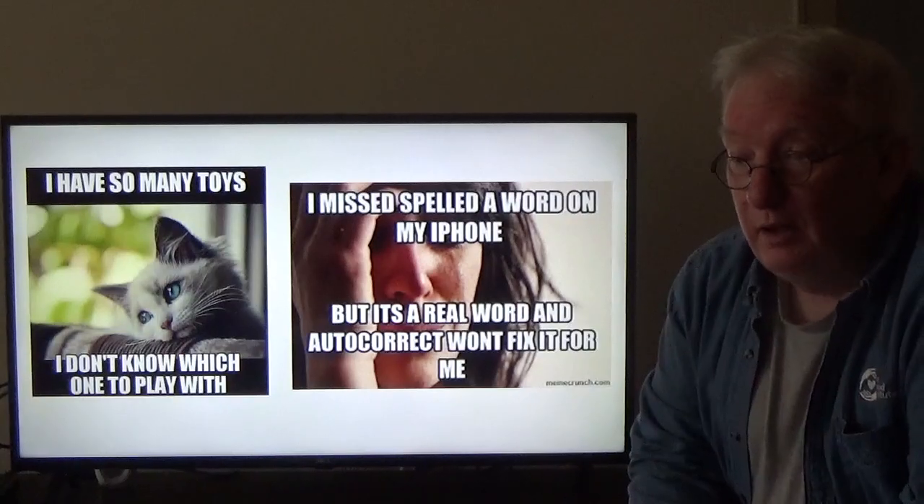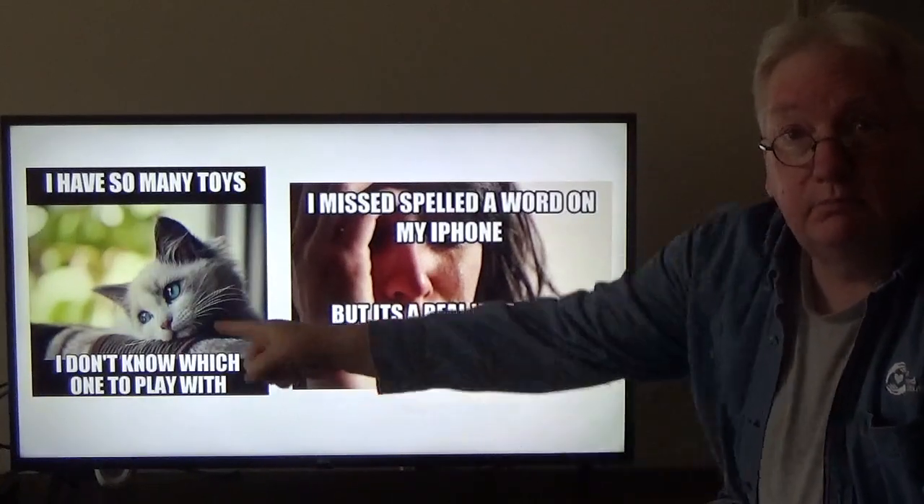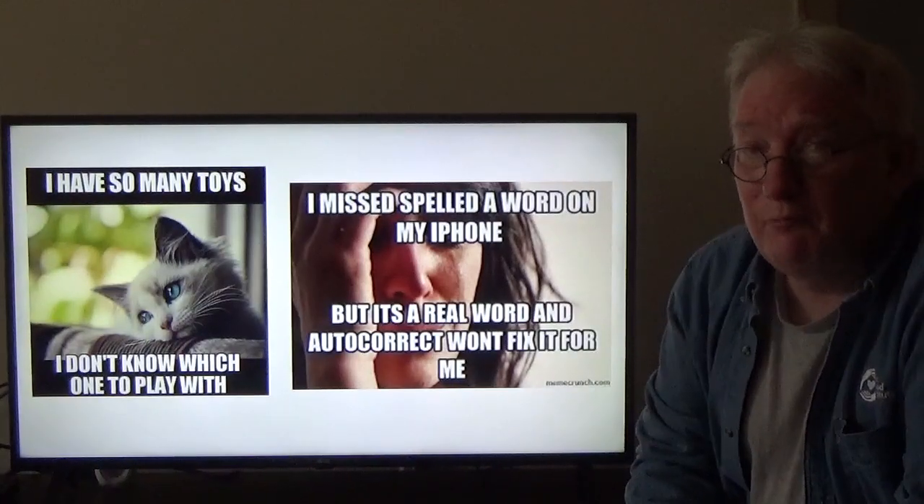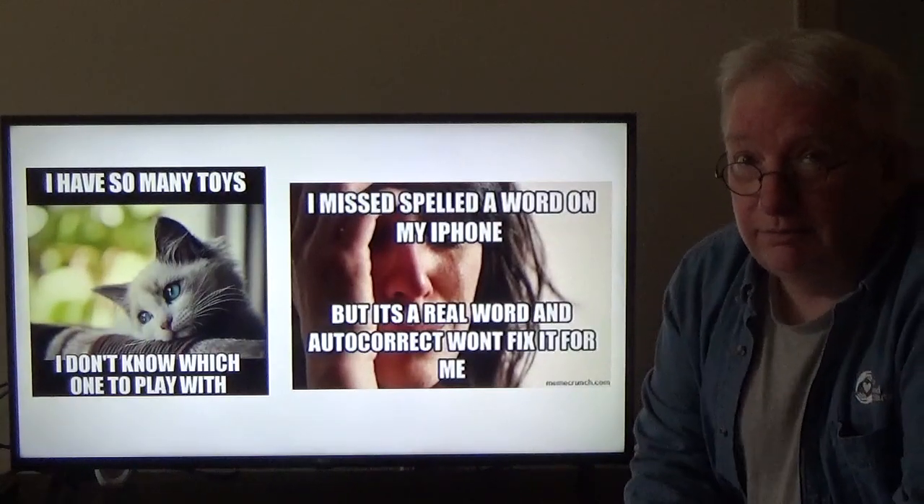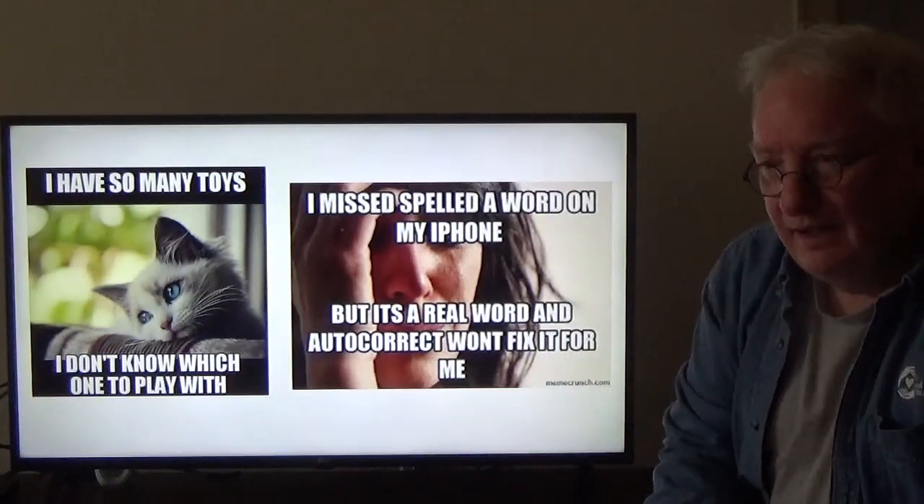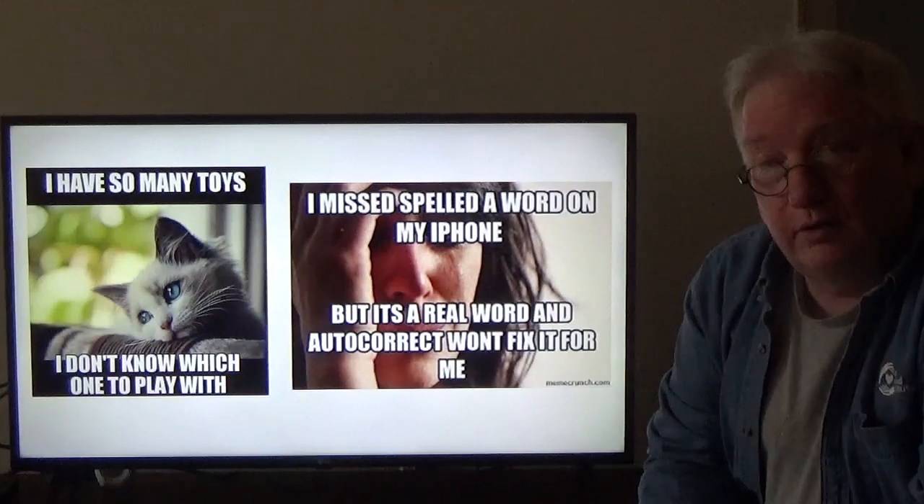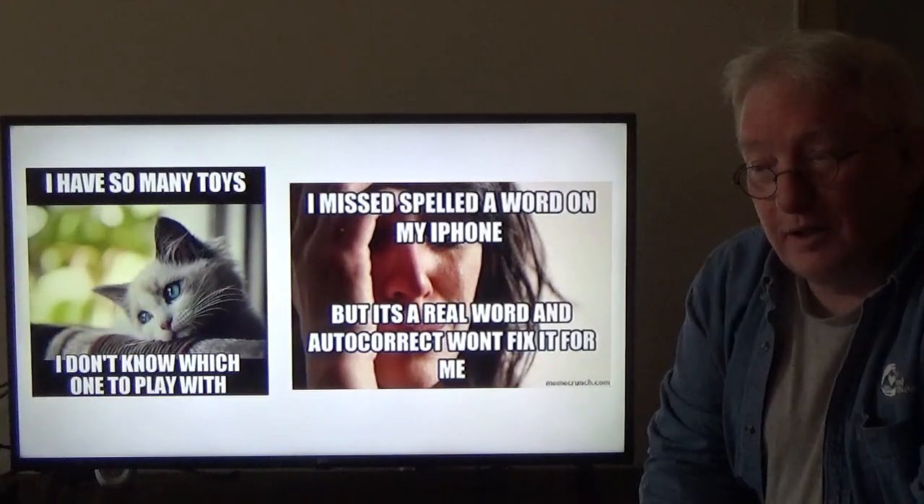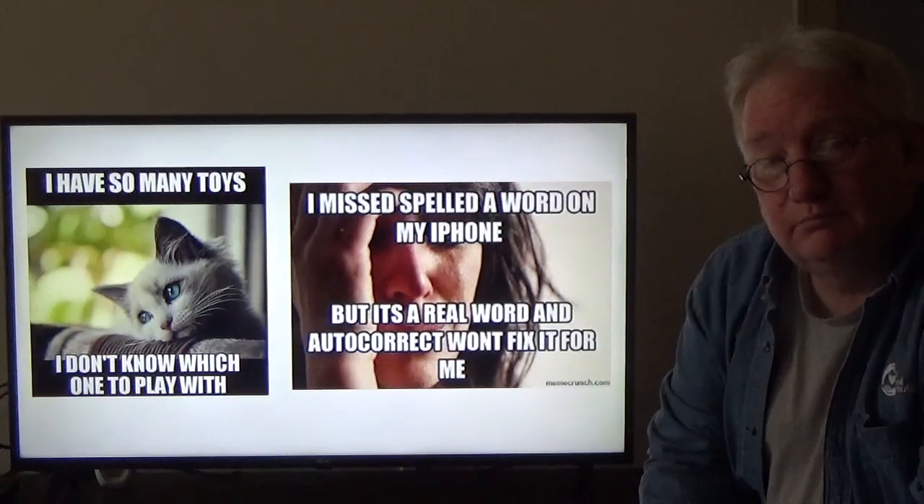First world problems. I have so many toys. I don't know which one to play with. Oh, I really like this one. I misspelled a word on my iPhone, but it's a real word, and autocorrect won't fix it for me.